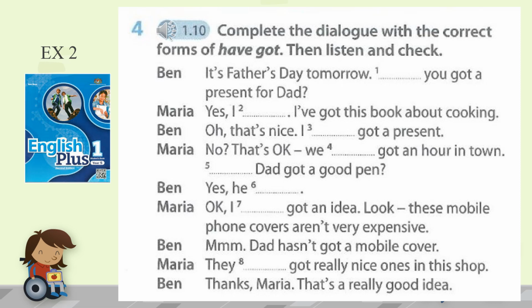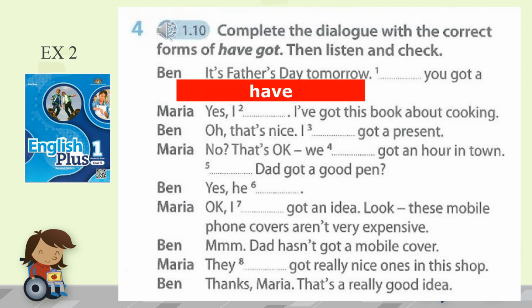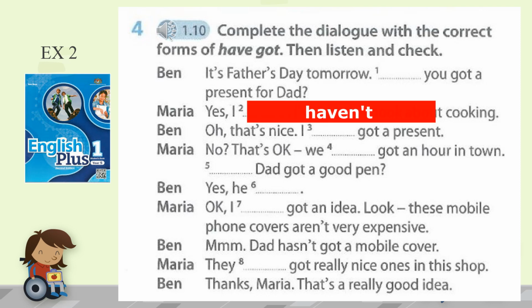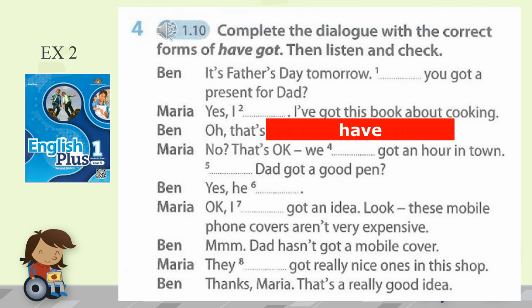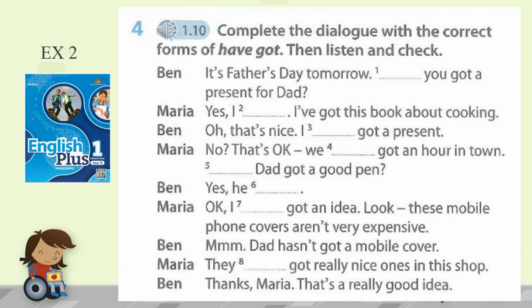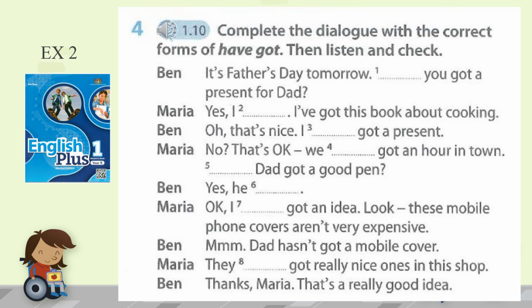It's Father's Day tomorrow. Have you got a present for Dad? Yes, I have. I've got this book about cooking. Oh, that's nice. I haven't got a present. No? That's okay. We've got an hour in town. Has Dad got a good pen? Yes, he has. OK. I've got an idea. Look, these mobile phone covers aren't very expensive. Dad hasn't got a mobile cover. They've got really nice ones in this shop. Thanks, Maria. That's a really good idea.